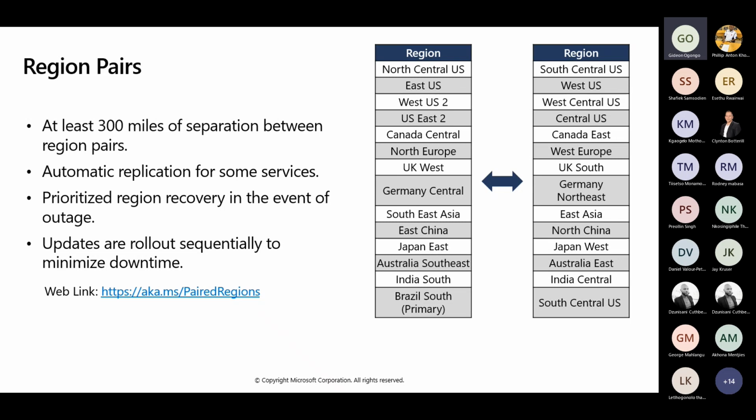Microsoft also makes it a point to roll out updates sequentially, so that if you have a region with two region pairs, for example, they would roll out updates in one region. Once the update is completed, they would carry on to the other regions as well. So this is absolutely very important.